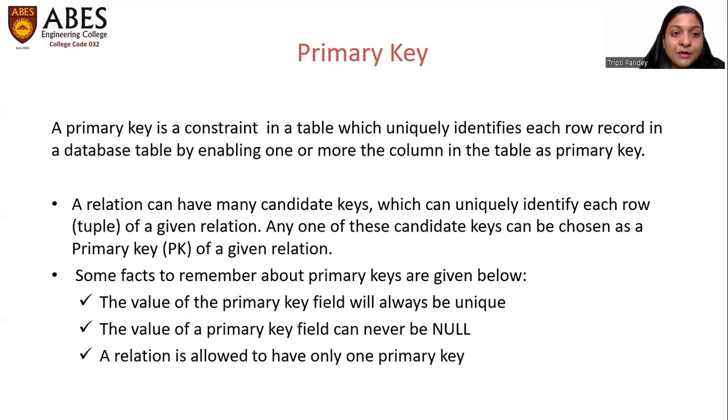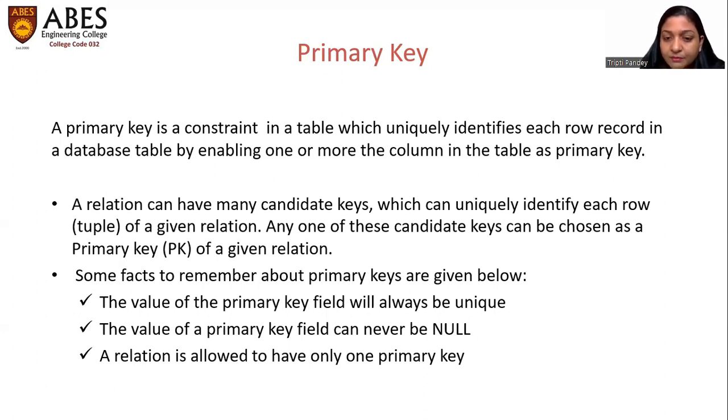Next is primary key. A primary key is a constraint in a table which uniquely identifies each row record in a database table by enabling one or more columns in the table as a primary key. So what is a primary key? When we find several candidate keys, like if in a relation you have 4 candidate keys, it depends totally on the database designer to choose one of the candidate keys as the primary key. A relation can have any number of candidate keys, but only one primary key in a given relation. Some facts to remember about primary keys are: first, it should be unique.